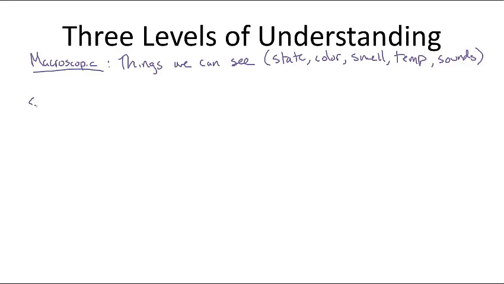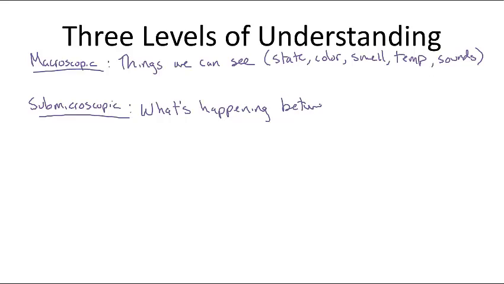Next would be submicroscopic. So we know microscopic would be small. Submicroscopic is even smaller than small. This is what's happening between the particles that are involved. In any case, it could be ions or atoms or molecules. And this would be the making and breaking of bonds.